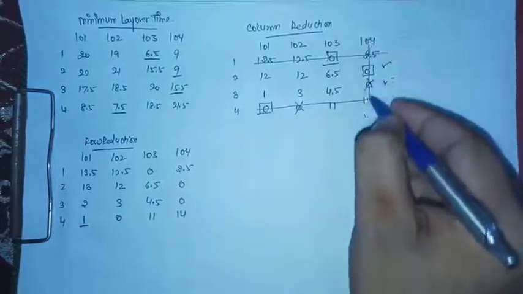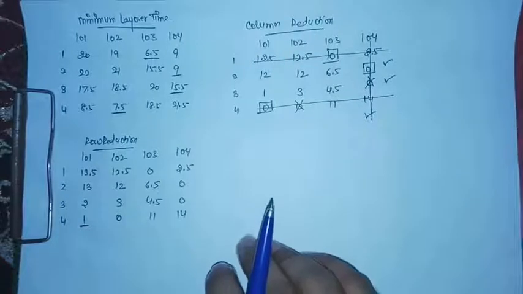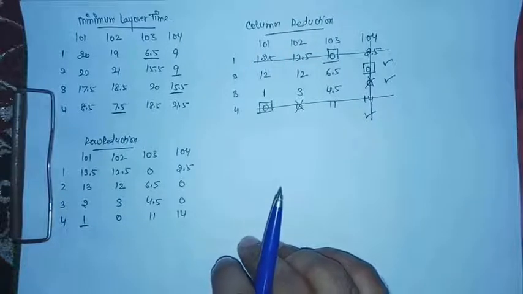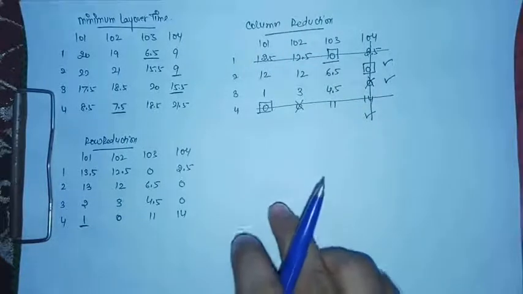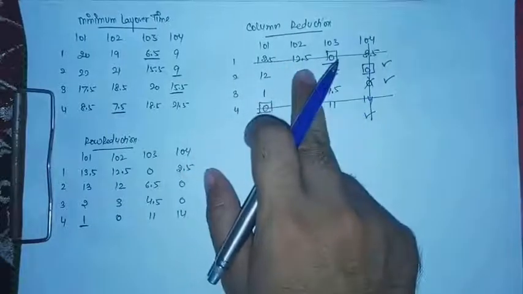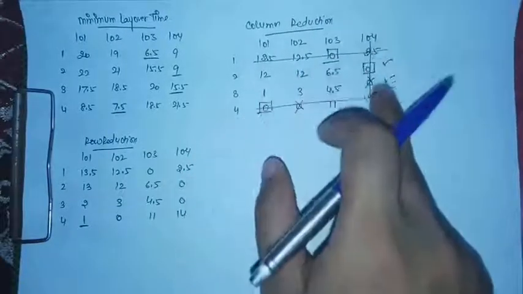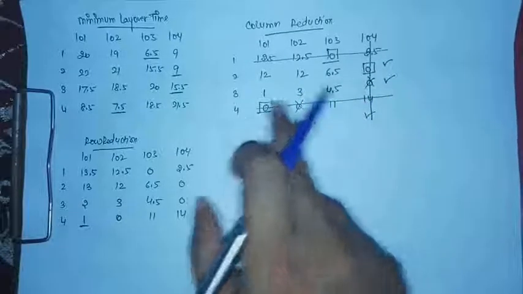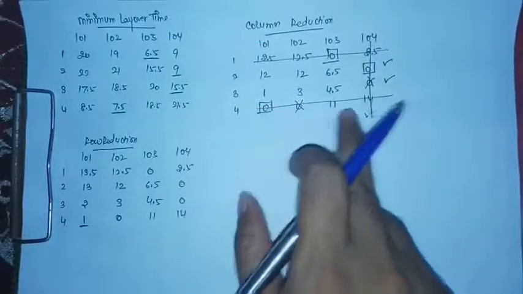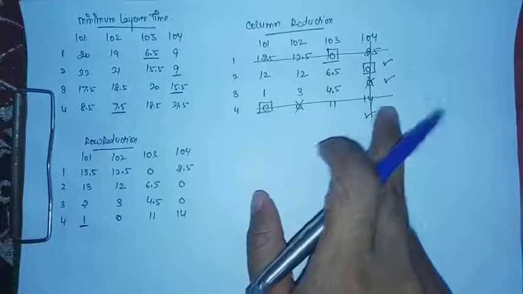and marked column. Here it is. Done. Now what to do next? We are going to subtract the smallest element from the uncovered elements, and we are going to add that smallest element to the intersection point, and let the other values of the matrix remain the same.